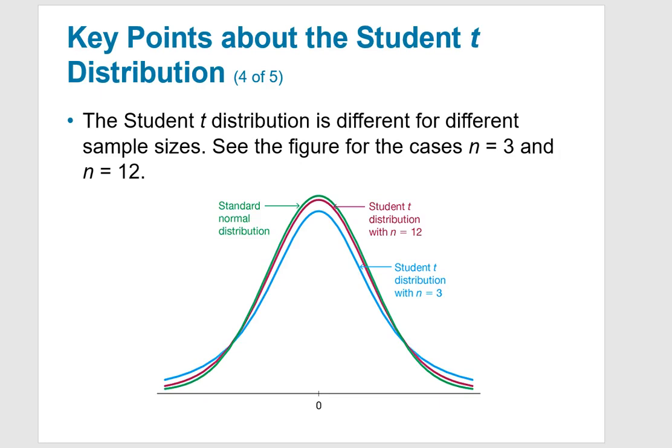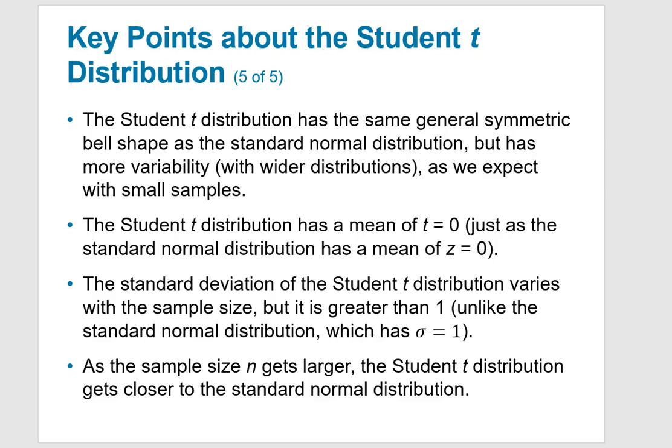So this is why I like the t, because it's very, very similar to the standard z distribution. Generally, they're symmetric and bell-shaped, just with a little bit more variability, that's all. The student t distribution also has a mean of t equals 0, just like the normal distribution had a z of 0. The standard deviation of the student t distribution varies with the sample size.